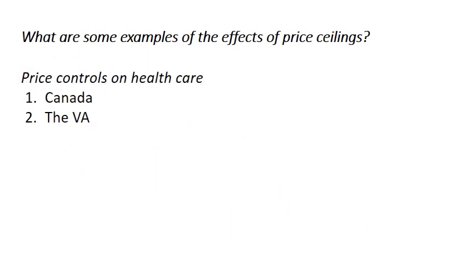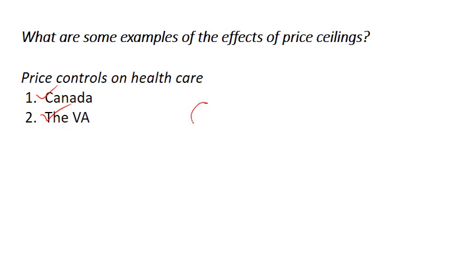Another example of price control or price ceiling are price controls on health care. Examples are the Canadian health system, and also the VA or Veterans Hospital in the United States. Rates for the single-payer health care system in Canada are set by the national government at prices that are below the rates charged in the private market sector in the United States. Similarly, the U.S. government sets rates at VA hospitals in the U.S. that are below rates charged in the private sector.